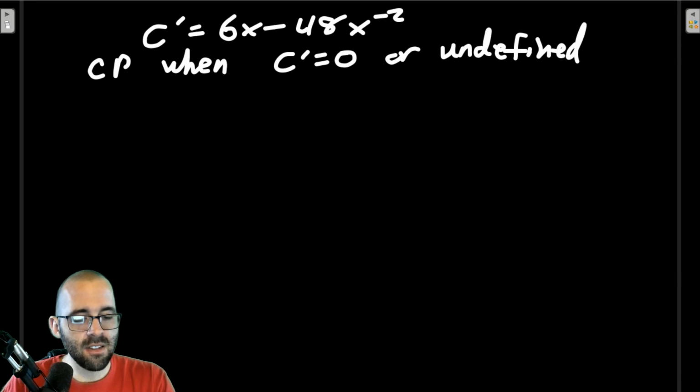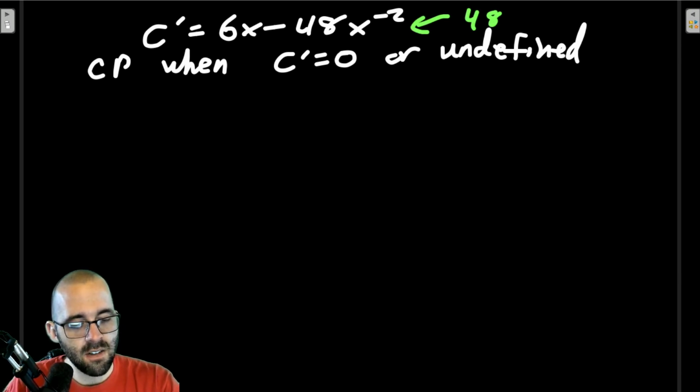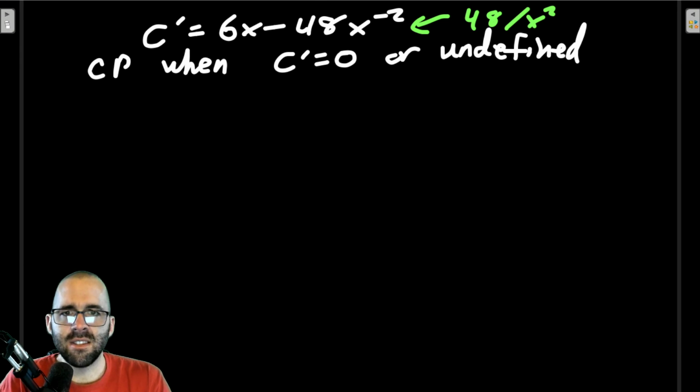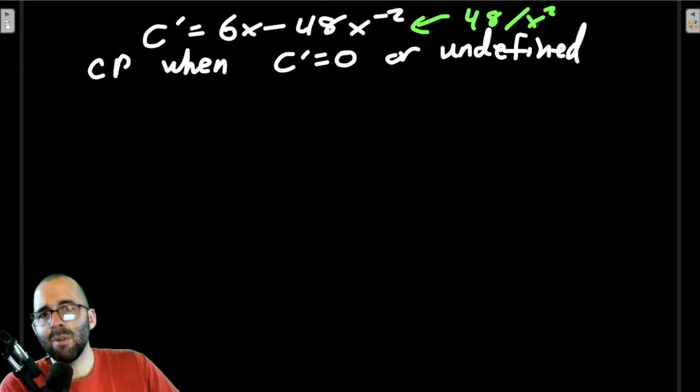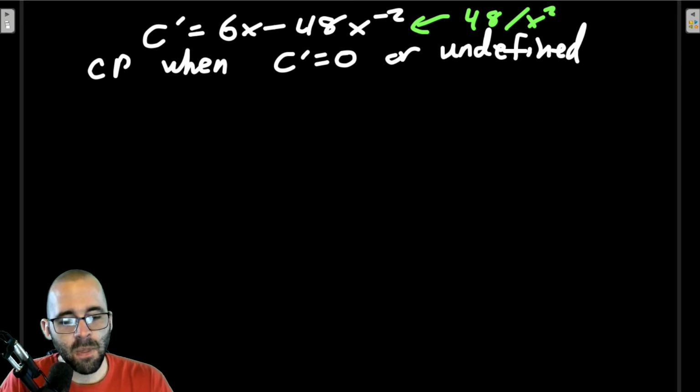So it's undefined when x is 0, right? Because again, this right here is 48 divided by x squared. So it's undefined when x is 0. We already said why x equals 0 is a silly situation. It's not in our domain. I can't make a box with width 0 feet. All right, so we're just going to look at the other case.